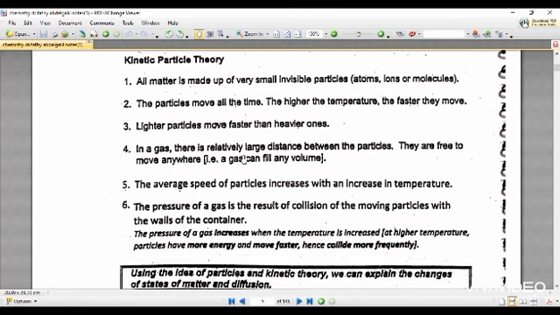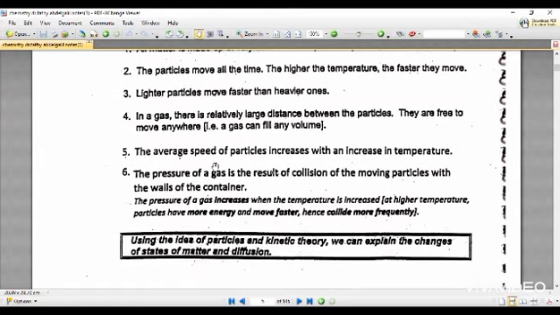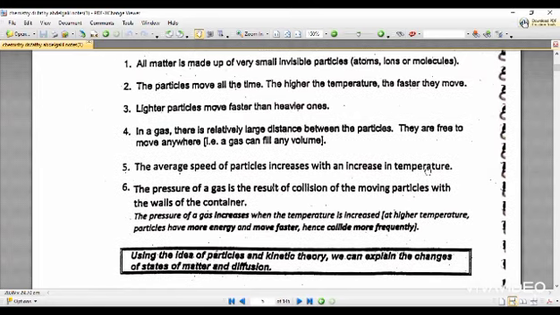Yes, in a gas, there is a relatively large distance between particles. Yes, this is right, because a gas can be compressed and can fill any volume. The average speed of particles increases with an increase in temperature. Is that right? Yes, when you increase the temperature, the particles gain more energy and can move faster.